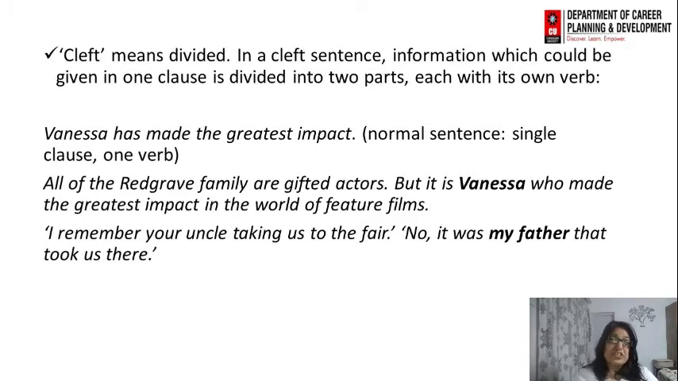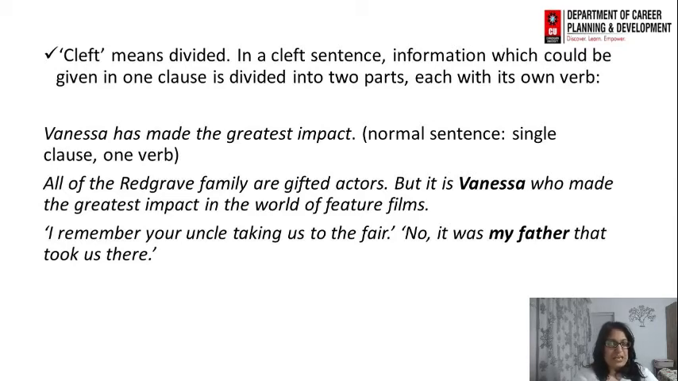Now this gives extra emphasis to part of the sentence, because we often use this pattern to emphasize some piece of new information, to give explanations, or to make a contrast with the previous statement. Let me give you an example. All the Redgrave family are gifted actors, but it is Vanessa who has made the greatest impact on the world of feature films. So here the word Vanessa is emphasized, right? So that is how we can say that this is a cleft sentence.